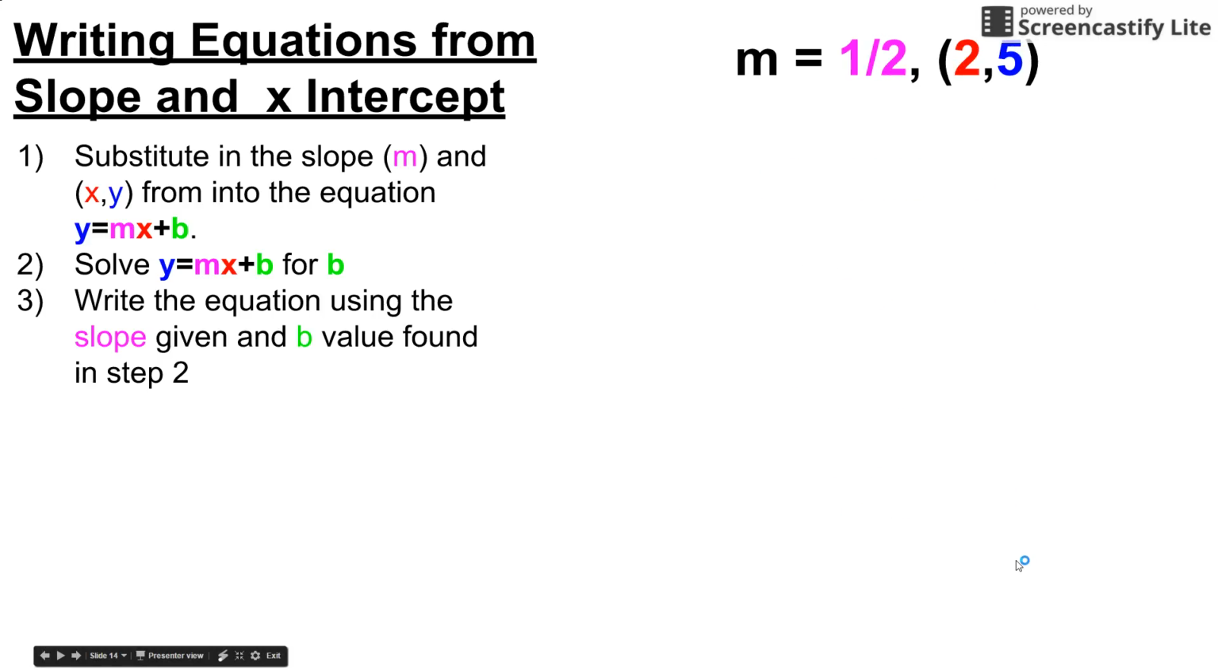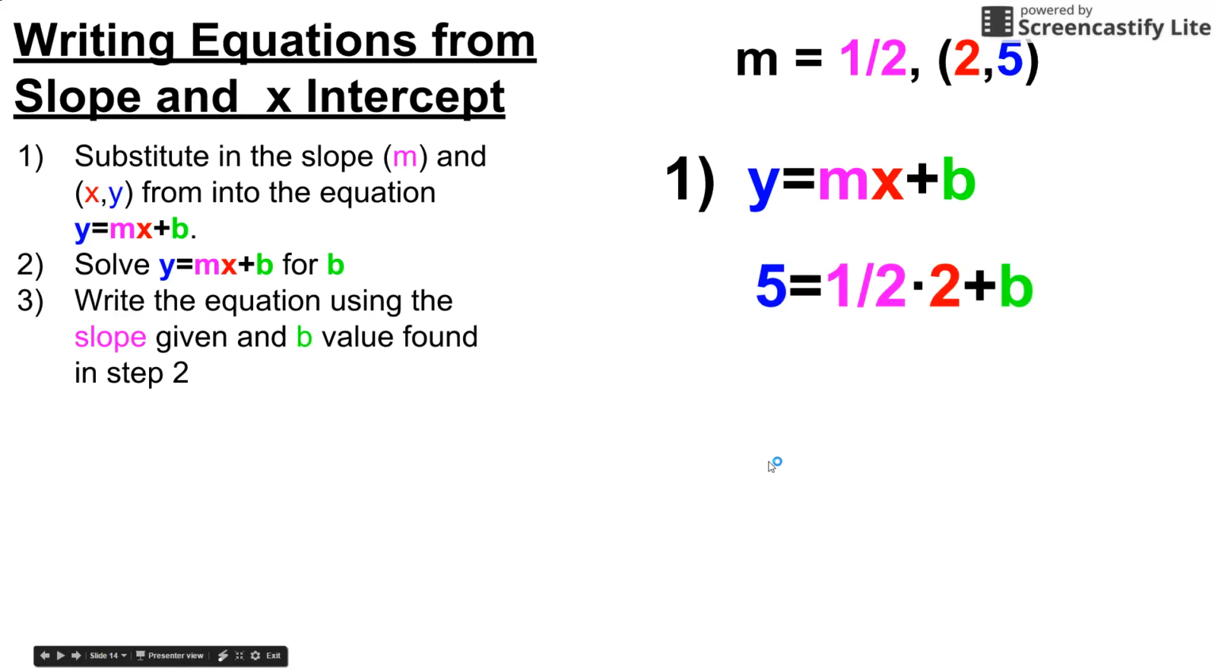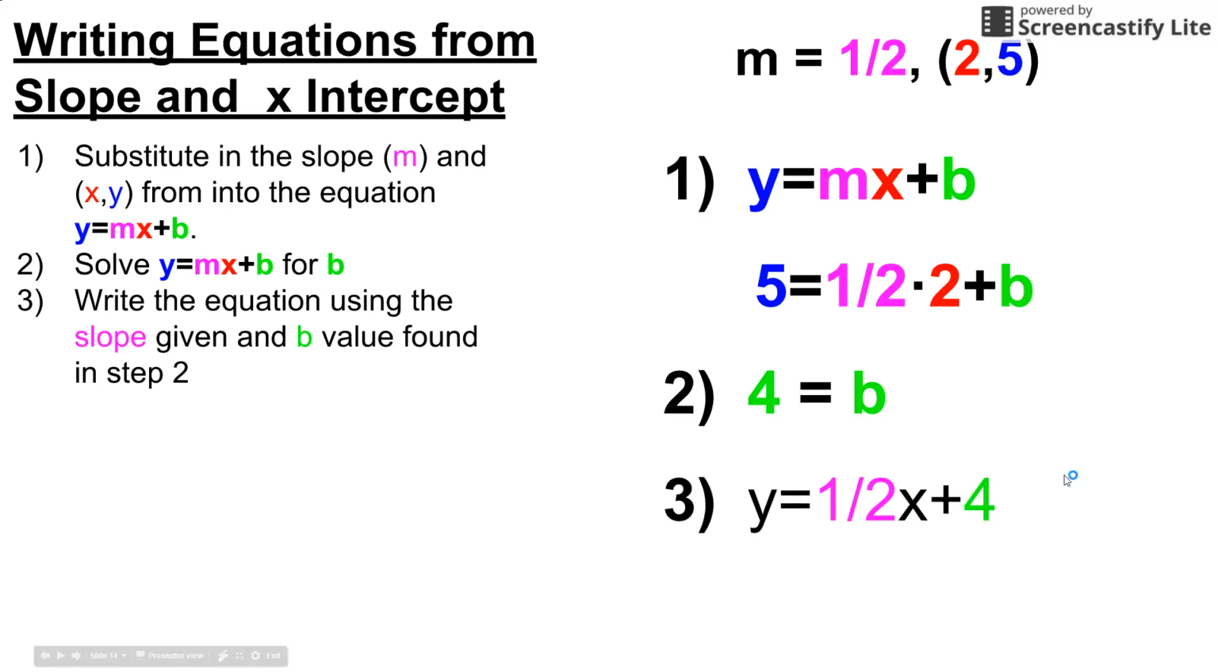I think this is the last one. Our slope is 1/2 at the point 2, 5. Here's your equation for slope-intercept form, y equals mx plus b. Substitute in your x, your y, and your slope. You get 5 equals 1/2 times 2 plus b. That solves for 4 equals b. We put b and our slope back into the equation, and we get y equals 1/2 x plus 4.